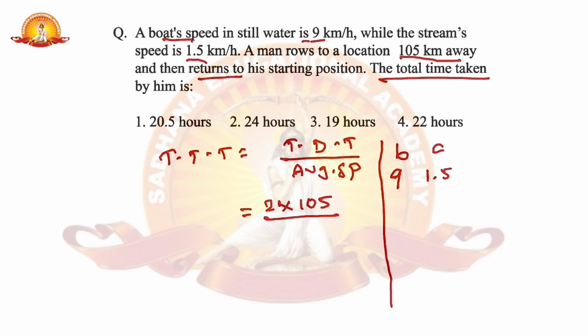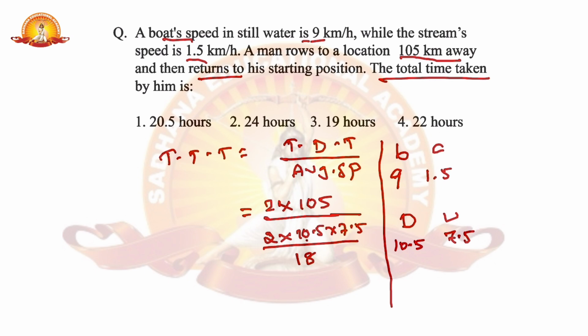Now, this person goes to the place. If the person is going to the place in downstream, the downstream speed is 9 plus 1.5, that is 10.5, and returns. If going is downstream, return will be upstream. Therefore, upstream speed is 9 minus 1.5, that is 7.5. Therefore, average speed is equal to S1 S2 by S1 plus S2. 10.5 plus 7.5 is 18.